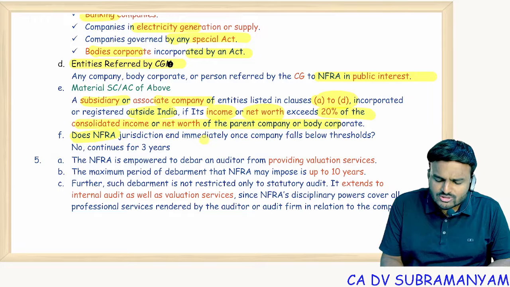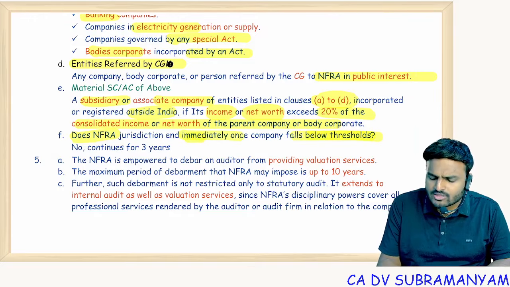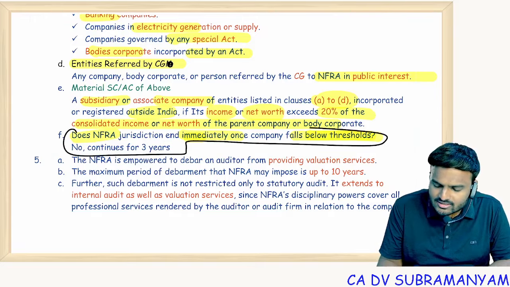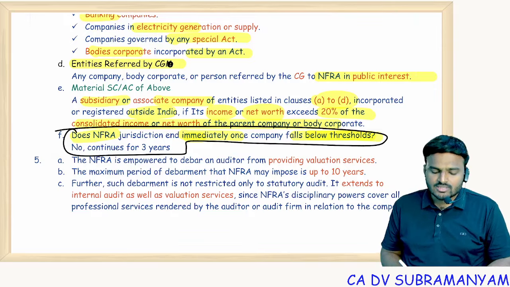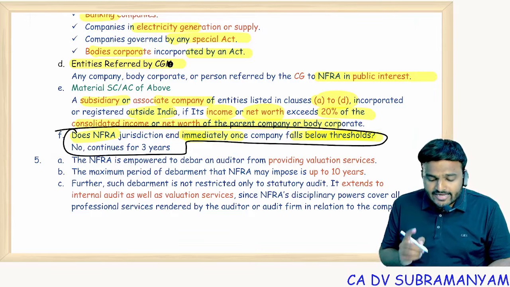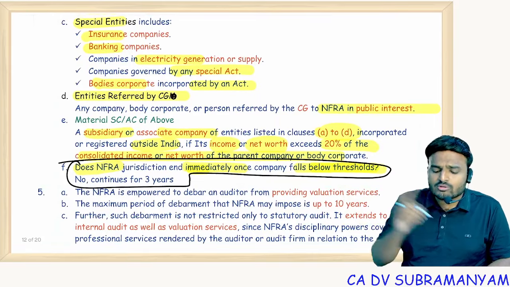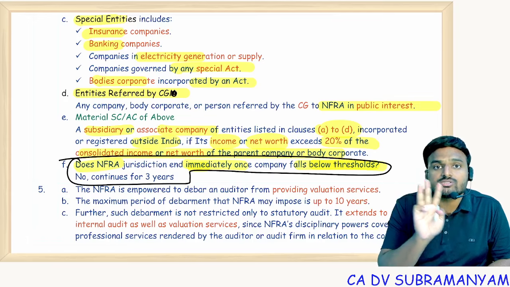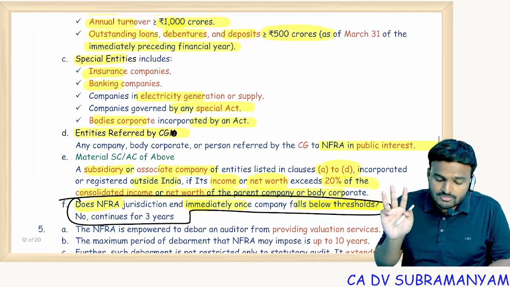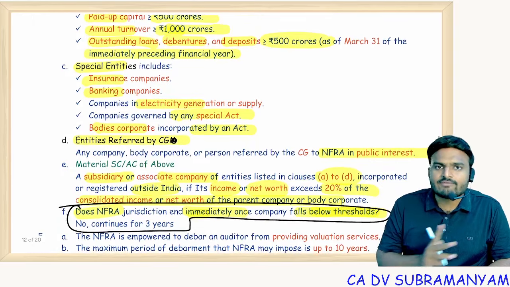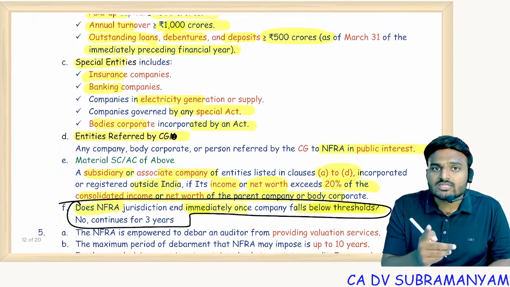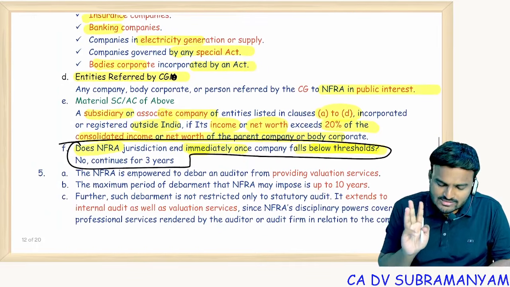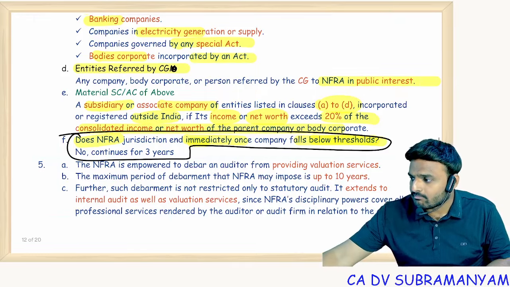Does NFRA jurisdiction end immediately once a company falls below the thresholds? Another tricky point. Observe: does NFRA jurisdiction end immediately once a company comes out of these limits? No. Once covered, it will continue to be covered for 3 years. That means if you are not falling in this category for 3 continuous years, then NFRA will not apply to you. So once applicable, it is applicable for 3 years.